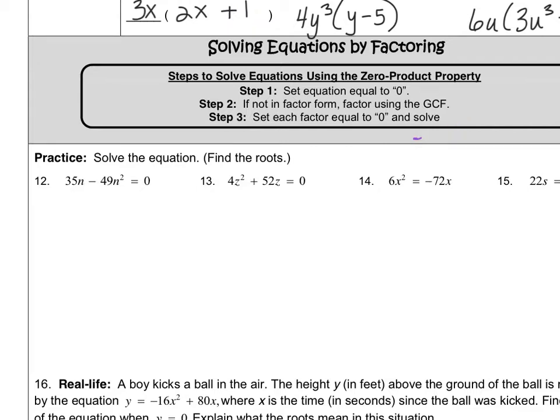So on number 12, I can look in step 1, it's equal to 0. So I need to take out my greatest common factor using my area model here. Then I will set my 2 factors equal to 0 and solve the equation. So I would like you to do number 12 and number 13 on your own following these steps. Pause the video while you're working and then check back to check on your answers.